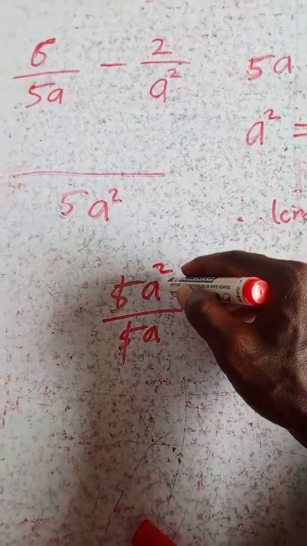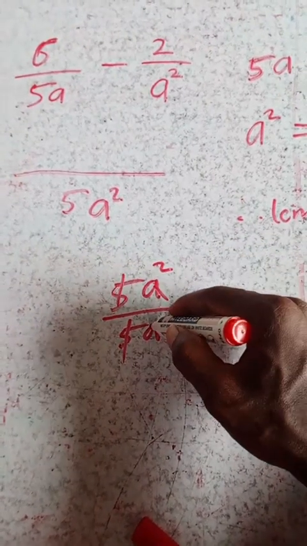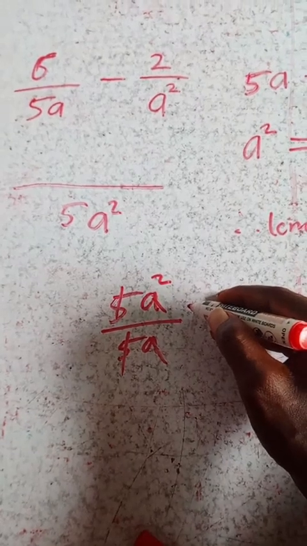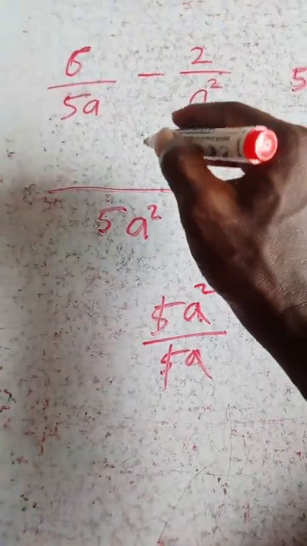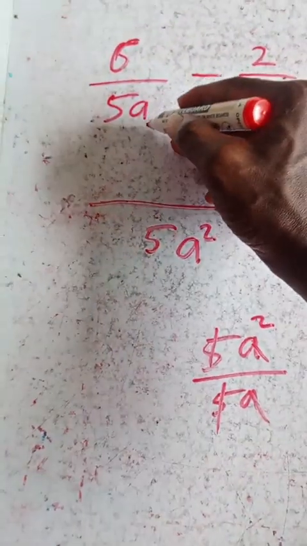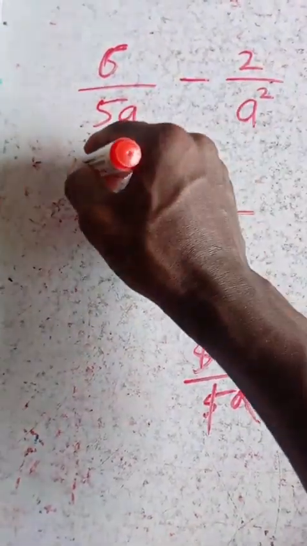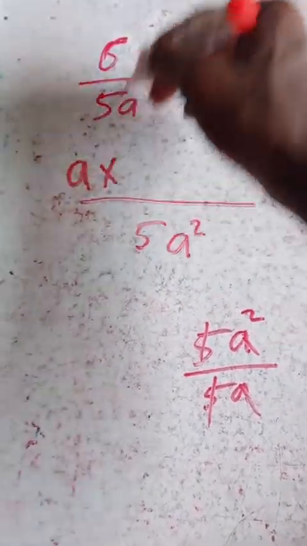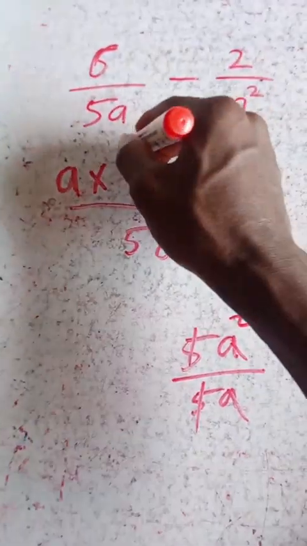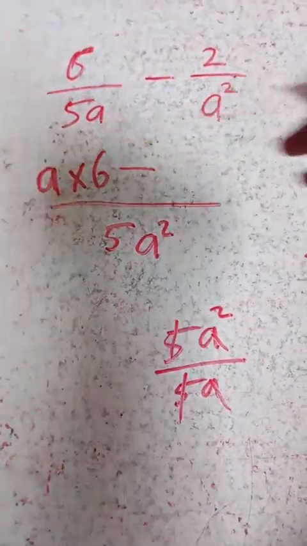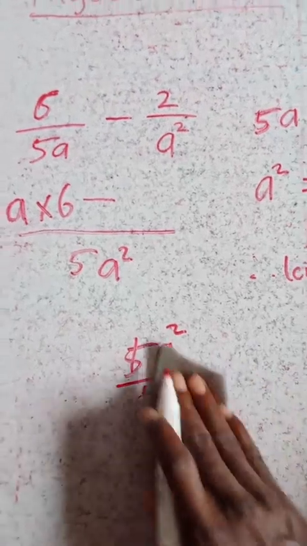Now the a's are 2 here. One of it will take off 1, so only 1 will be left. So 5a squared divided by 5a, what will be left is a. Then the a is used to multiply the numerator, which is 6. Then again you come here, minus.